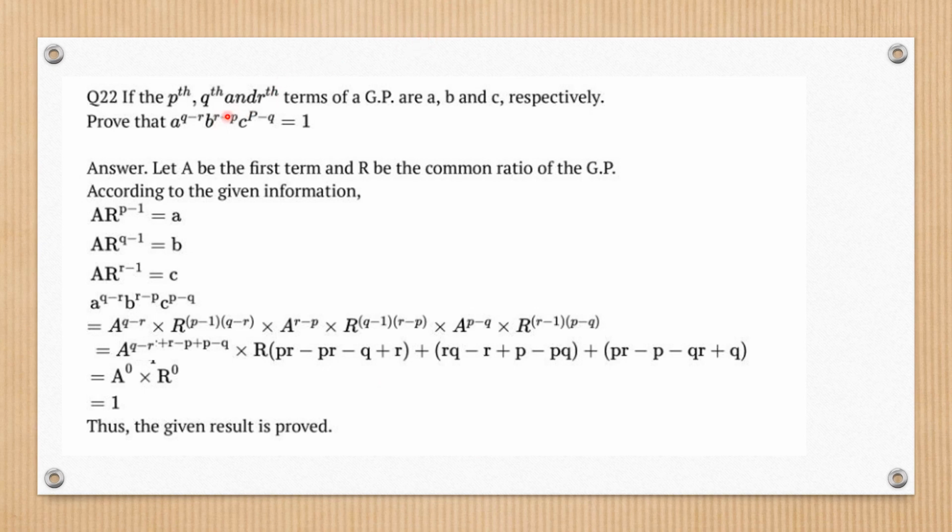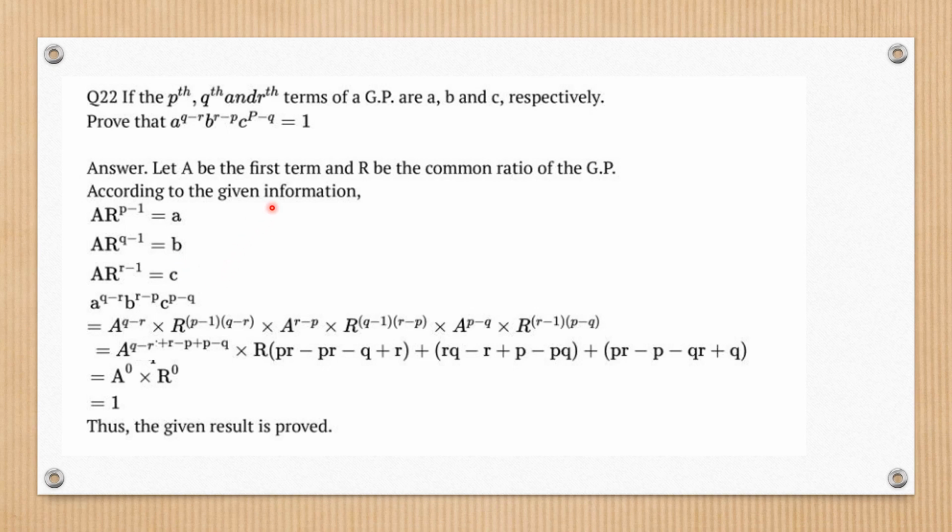Question number 22: if the pth, qth and rth terms of a GP are a, b, c respectively, prove that a raised to power q minus r, b raised to power r minus p, c raised to power p minus q is equal to 1. We have done one of this kind in AP also, so let us start. As this involves small a, I'll take capital A as the first term and capital R as the common ratio. The pth term will be AR raised to power p minus 1, which is equal to small a by the formula of an. Similarly, the qth term is AR^(q-1), that is b, and AR raised to power r minus 1 is c.